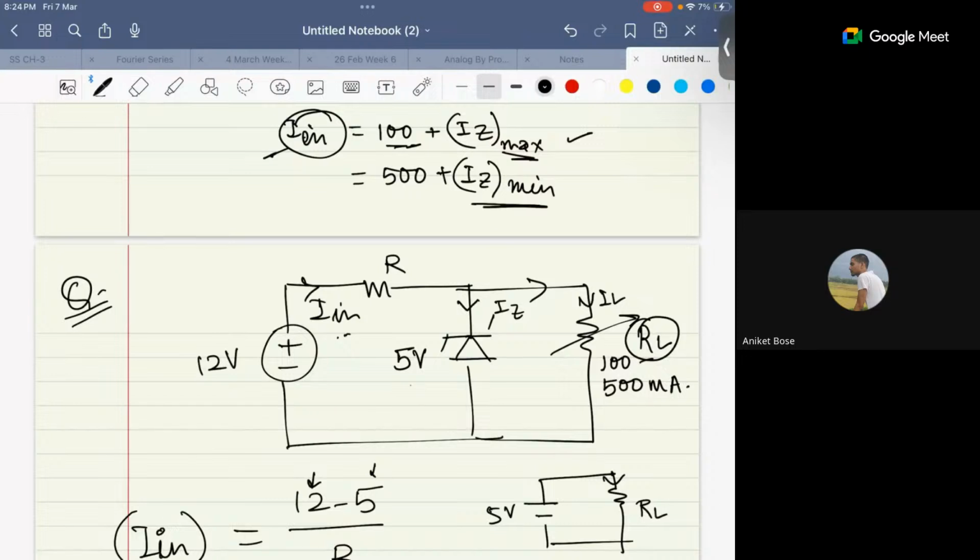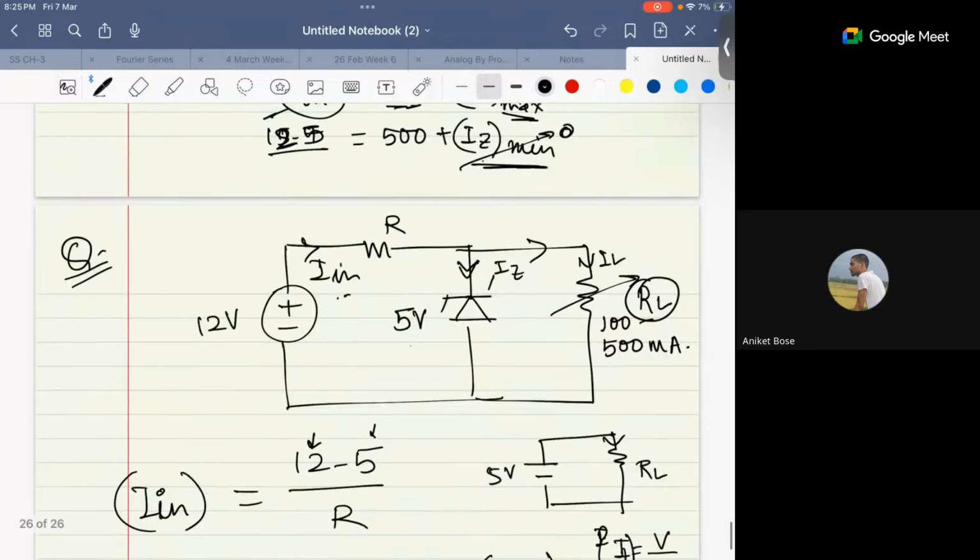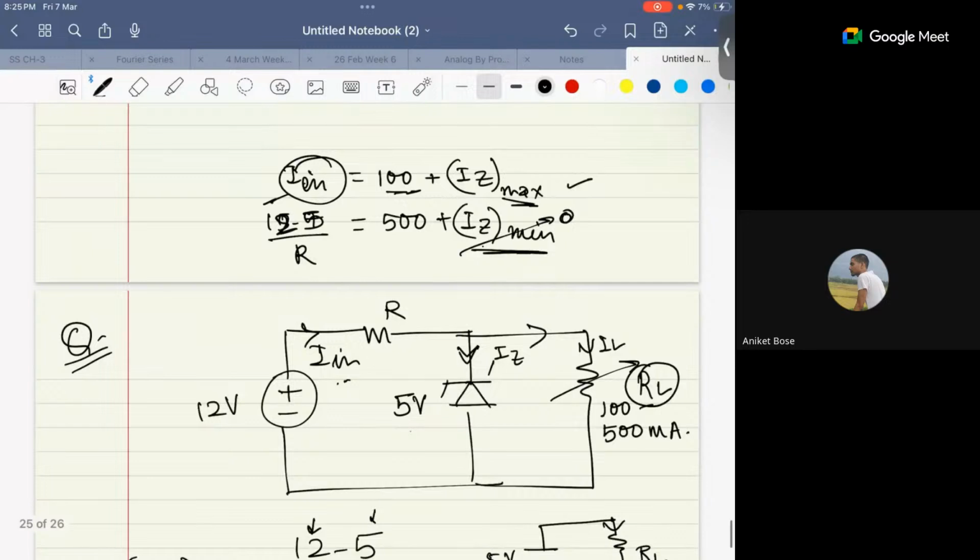So what can be the minimum IG, what can be the value? I told you, right? The knee current is very small. You can take it as 0. I should have mentioned this in the starting itself. So IG, the knee current for this Zener diode, will be 0. So this will be 12 minus 5 upon R. What will be the value you will be getting? So 12 minus 5 upon 500 equals R.